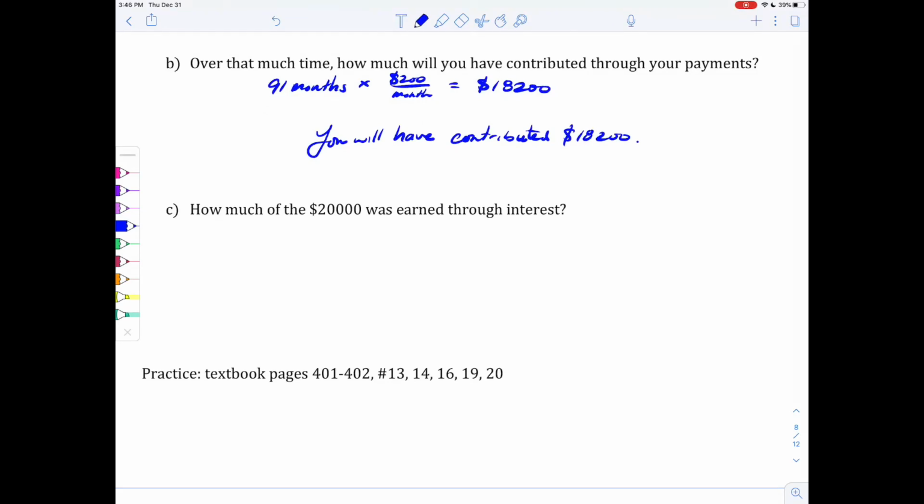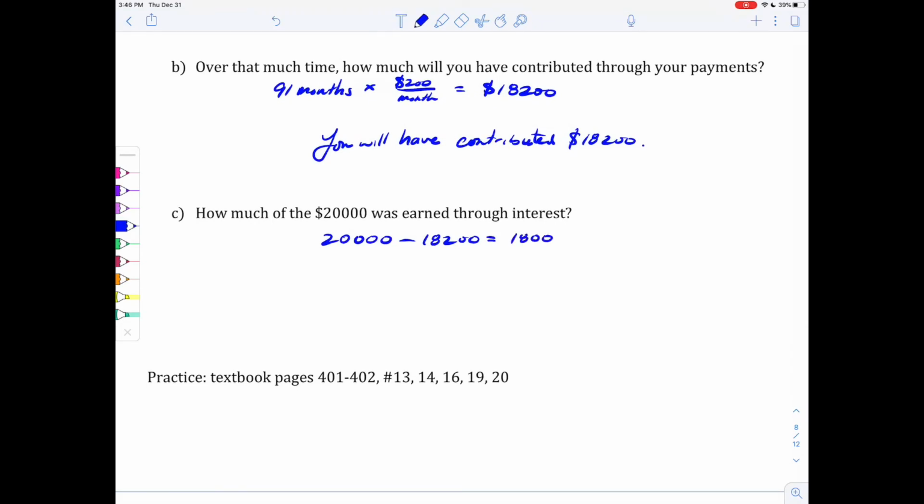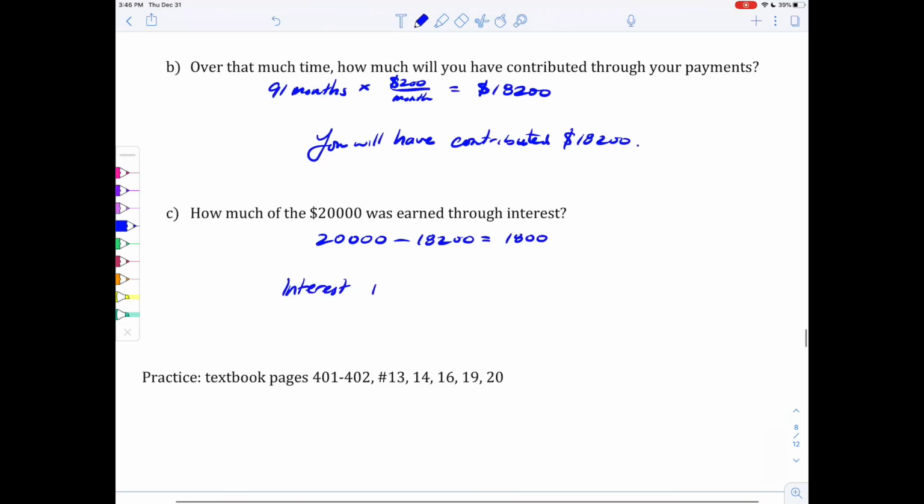So how much of that $20,000 is earned through interest? Well, you have $20,000. $18,200 was done by you, so the rest was interest, which is that many. Interest was $1,800, which might not seem like a lot, but over time, like if you start investing, say when you're 20, then over 35 years instead of just 7, that interest amount is going to exponentially explode.